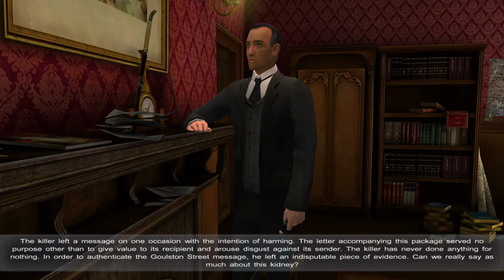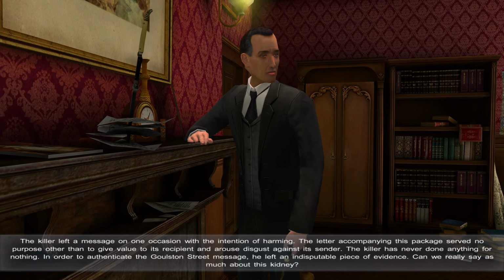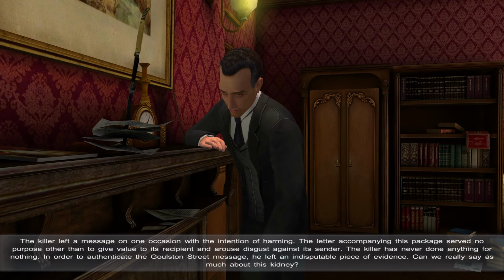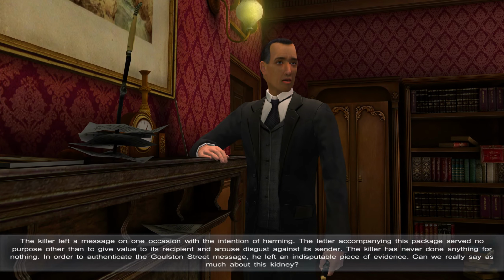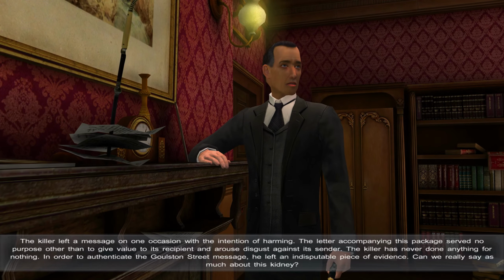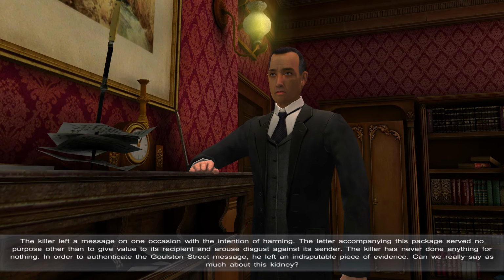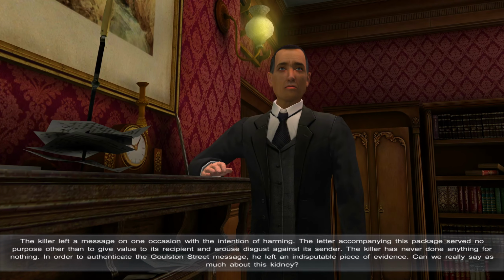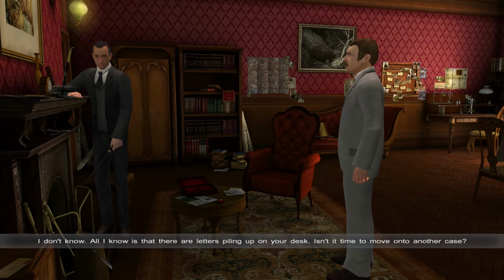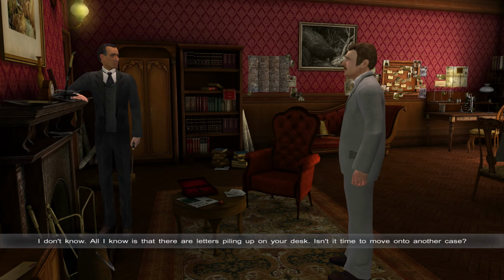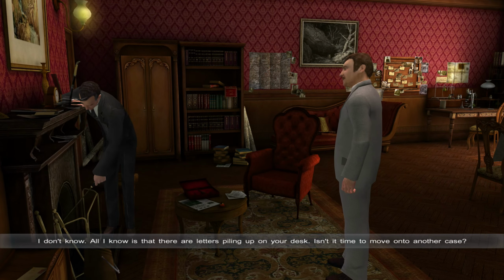Why not? The killer left a message on one occasion with the intention of harming. The letter accompanying this package served no purpose other than to give value to its recipient and arouse disgust against its sender. The killer has never done anything for nothing. In order to authenticate the Galston Street message, he left an indisputable piece of evidence. Can we really say as much about this kidney? I don't know. All I know is that there are letters piling up on your desk. Isn't it time to move on to another case?